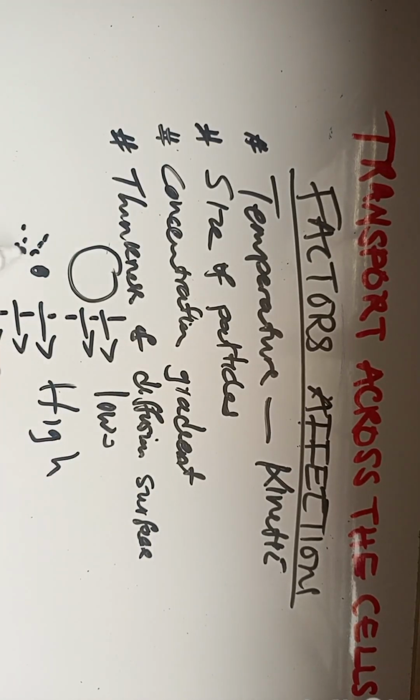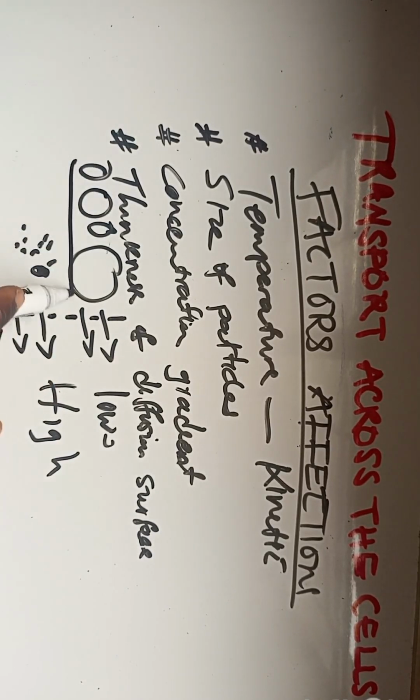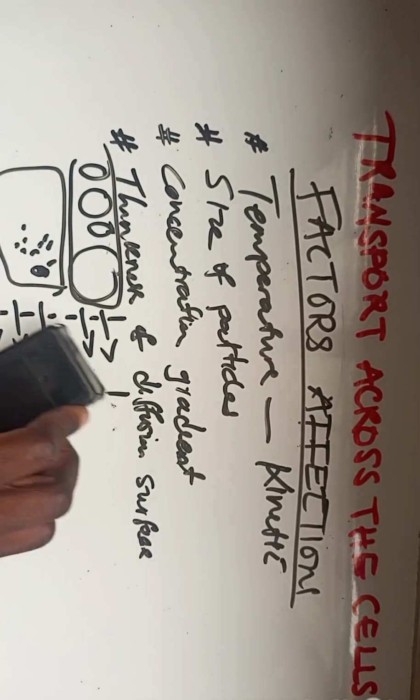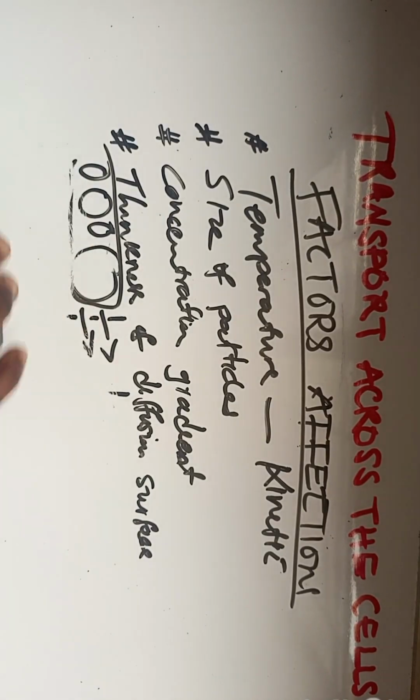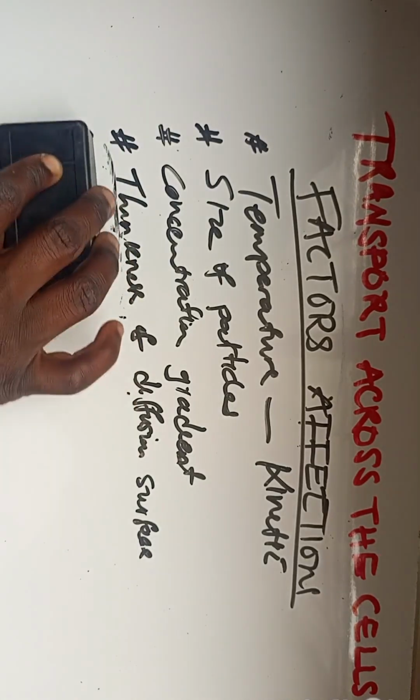You find that here there are many particles the same as this one, and here we have the bigger one. On this one the diffusion rate will be low, on this one the diffusion rate will be faster. So the larger the particles, the lower the diffusion. The smaller the particles, the higher the diffusion rate. So that is about the size of particles, and how they affect the rate of diffusion.